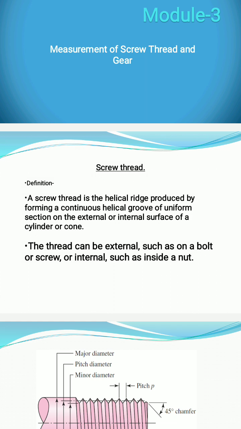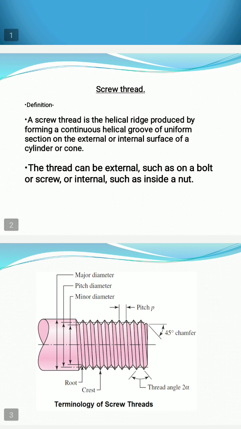What is the function of a screw thread? Why are screw threads used? You all know. The main purpose is fastening, for assembling two or more components, for holding two or more components tightly, to produce a grip between two or more components. A screw thread is used for that.